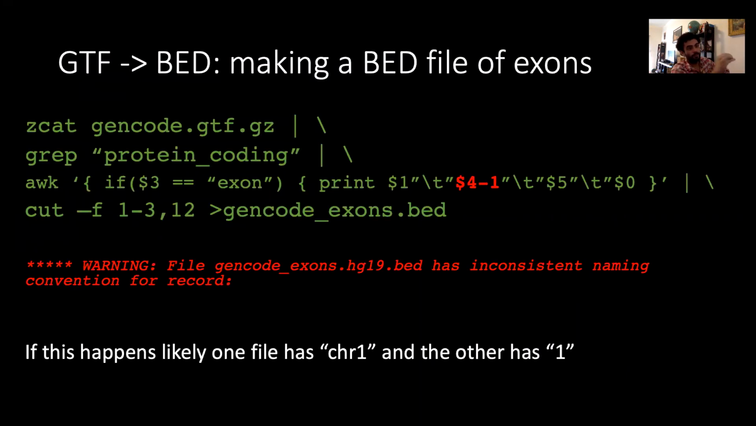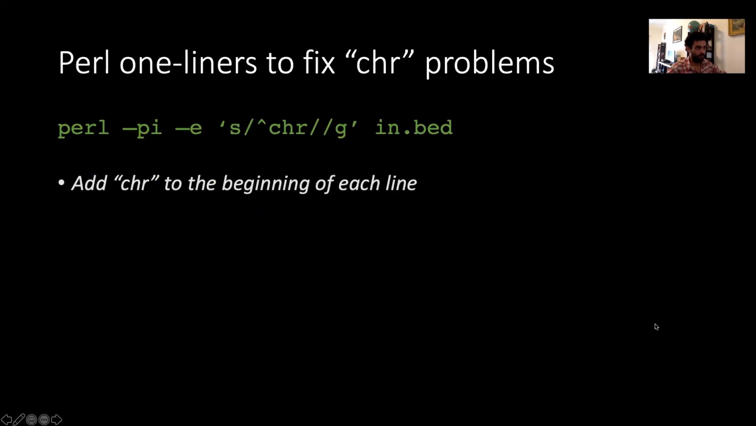if you run a bedtools intersect with the Omni file that we just made and this GTF file, you'll get this warning, and this is pretty common. It will say there's an inconsistent naming convention. If you get this warning, this typically means that you have one file that has a chr in it and one that doesn't. So here is a practical example of how to fix this.